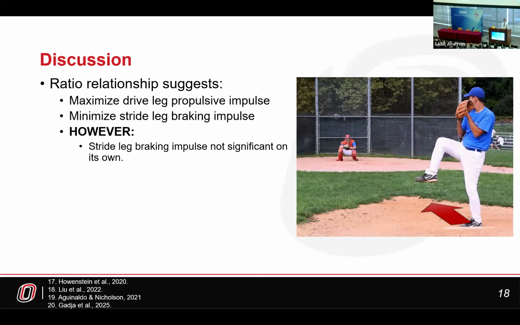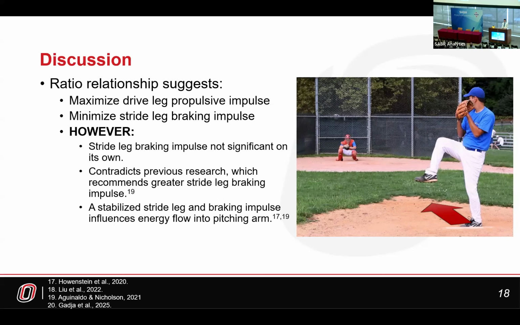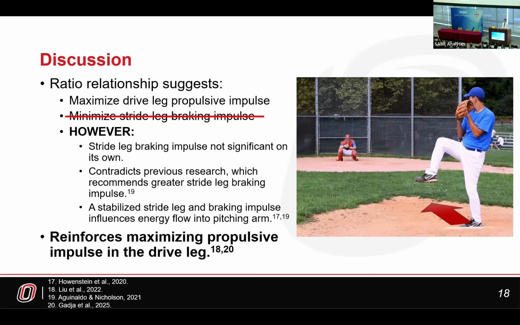However, stride leg braking impulse was not significant on its own. So we need to take that into account, as well as minimizing stride leg braking impulse, or kind of what you land on. It contradicts previous research, which recommended having a stabilized stride leg and stronger braking impulse, as that influences energy flow into the pitching arm. So we do not necessarily want to minimize stride leg braking impulse, and thus this further reinforces that maximizing propulsive impulse in the drive leg is beneficial towards pitch velocity.